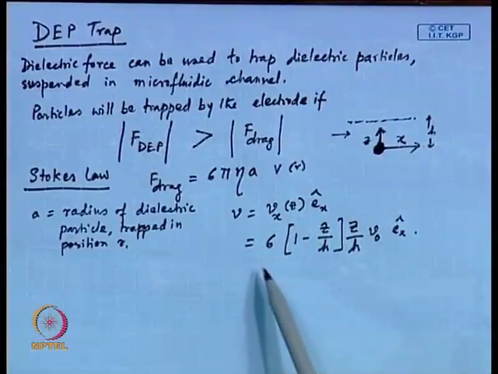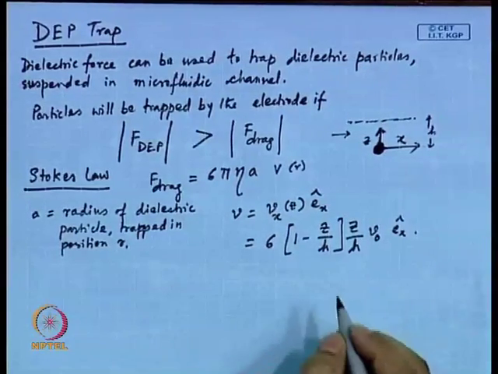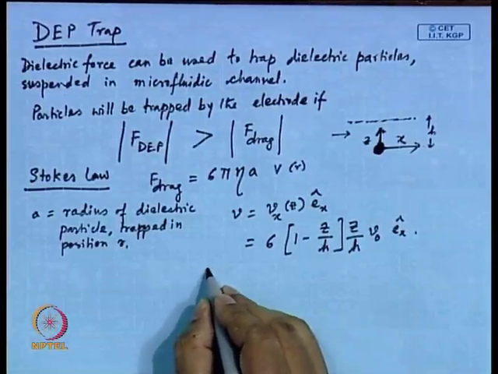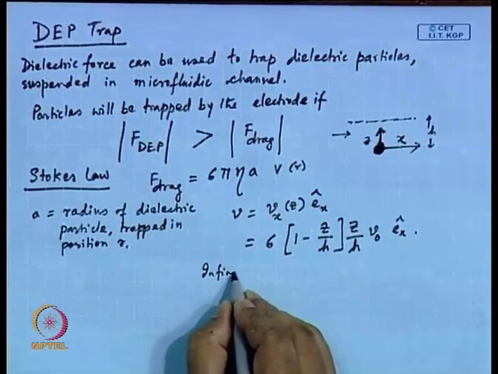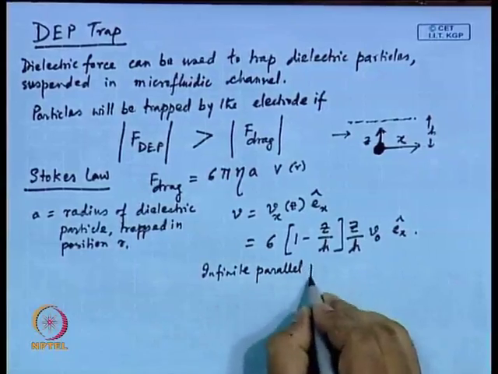So, I think if you go for a laminar flow through a rectangular channel, which happens to be a microfluidic channel, you would get this expression. Probably you should look into this. Now, here one catch is there, you are assuming this to be an infinite parallel plate.